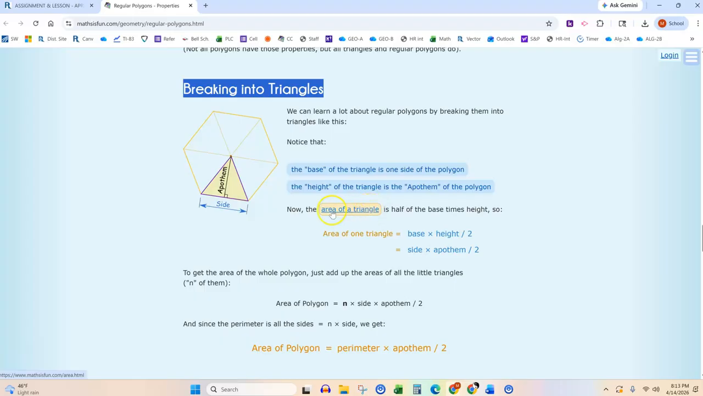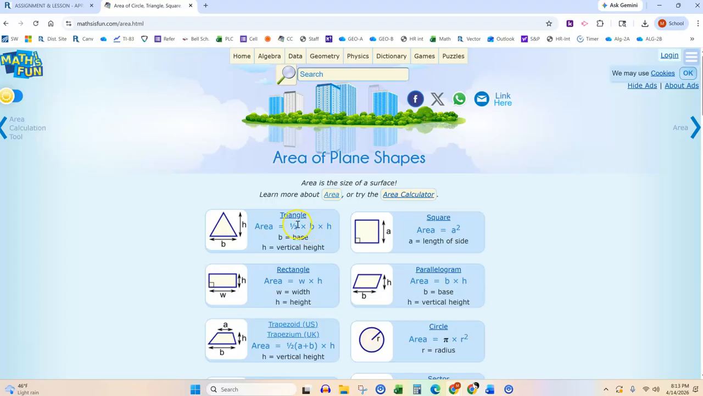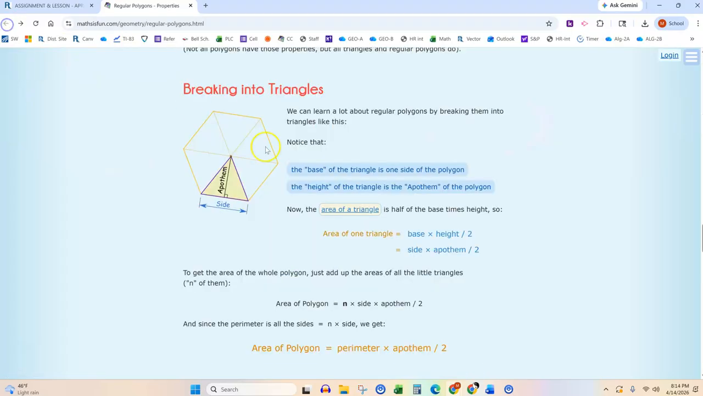And then the area of a triangle, as we know, is base times height divided by 2, or 1/2 base times height, right? That's for a triangle. So we're going to break this into triangles, and as you can see, this has 1, 2, 3, 4, 5, 6 sides, and also 6 triangles. Since it's a regular polygon, if we know the area of one, all the others will be the same, since all the sides are the same and the apothem will be the same. So all we need is this and the length of the side.